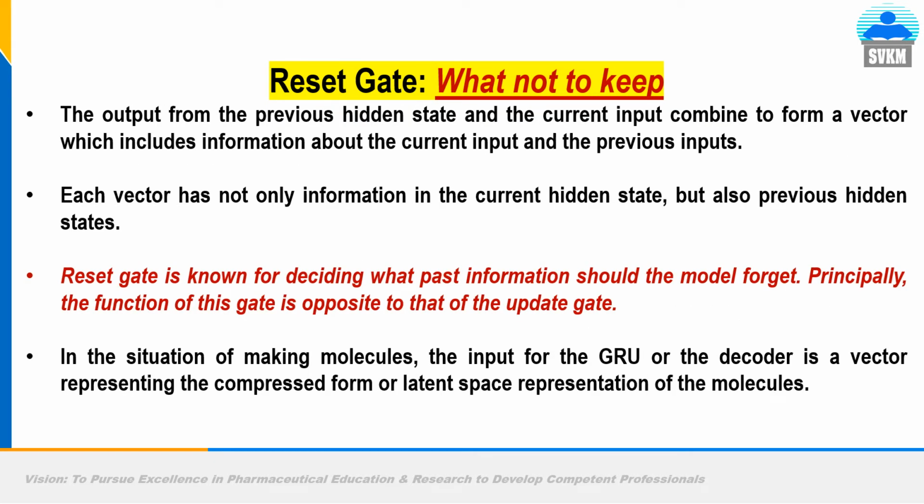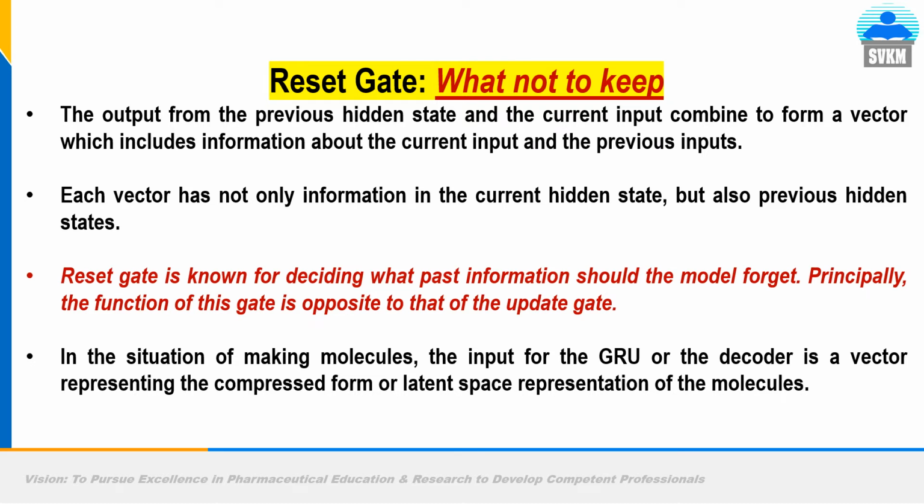Reset gate. The output from the previous hidden state and the current input combine to form a vector, which includes information about the current input and the previous input. Each vector has not only information in the current hidden state but also the previous hidden layer. The reset gate is known for deciding what past information the model should forget.